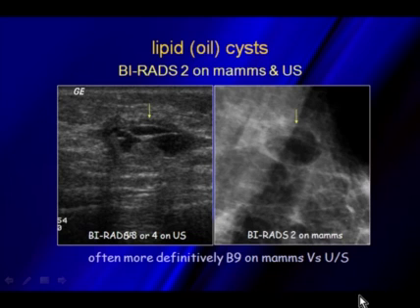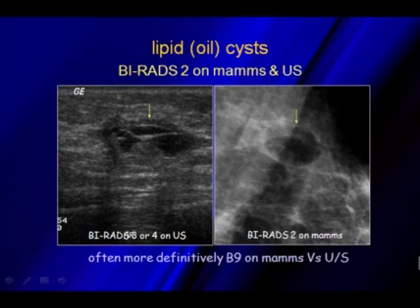Another thing that will be classified as a BI-RADS 2 on mammography and also ultrasound are lipid cysts. Now, they look much more worrisome sonographically. Once again, when you see one of these mammographically, they have a classic appearance. They have the fatty pattern on the mammogram, so you definitely know that on mammography they are a BI-RADS 2.